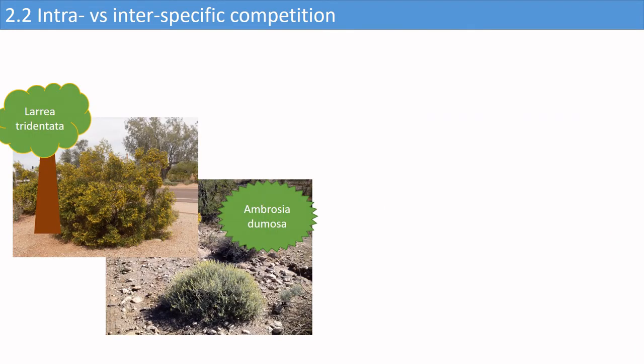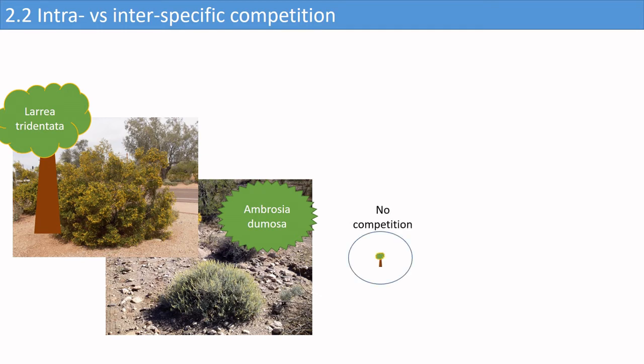Here is an example about interspecific competition, so between two different species. And there are two species growing in the Arizona desert in the US. So one is a kind of a bushy tree, and the other one is a herbaceous bush. So the experiment had four treatments that were conducted in the desert. They were done for each of the two species, but I'm going to focus on the tree only.